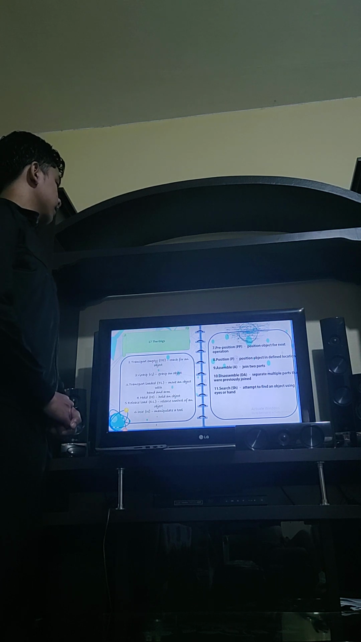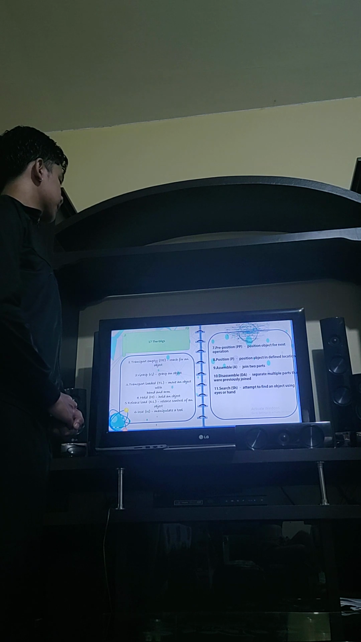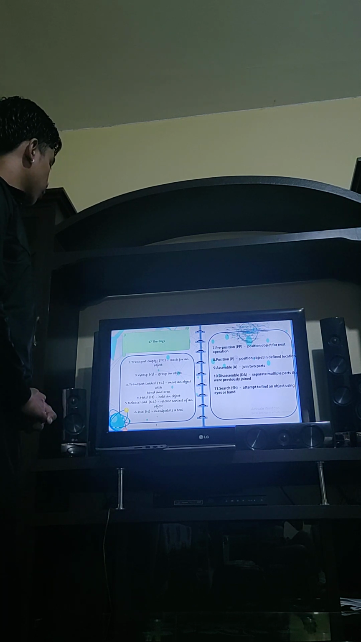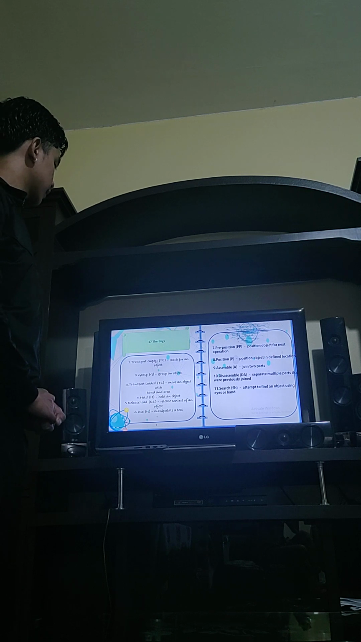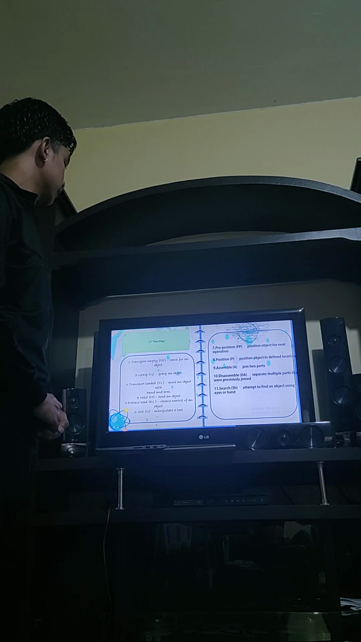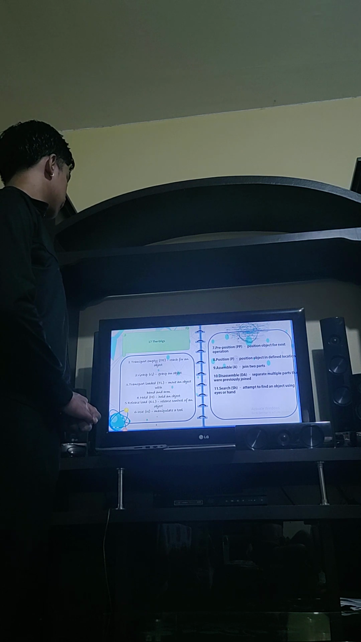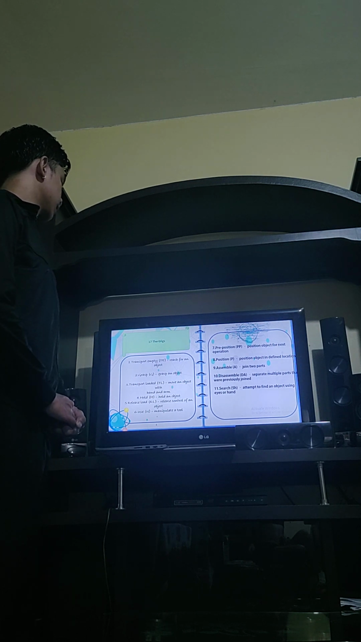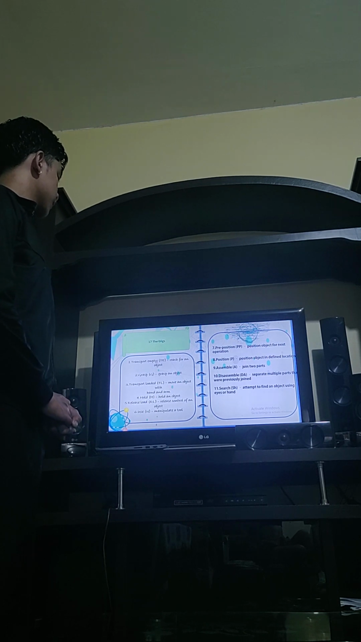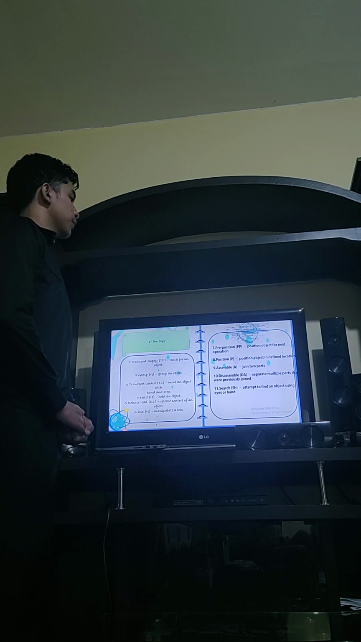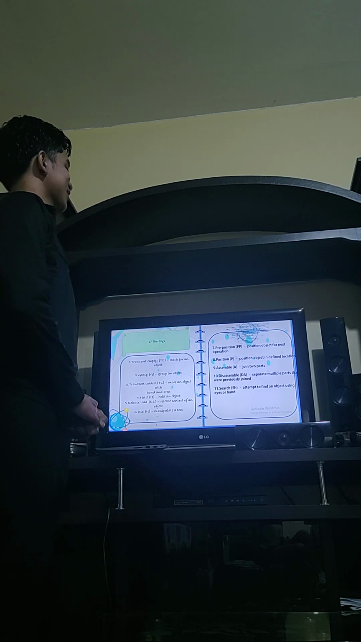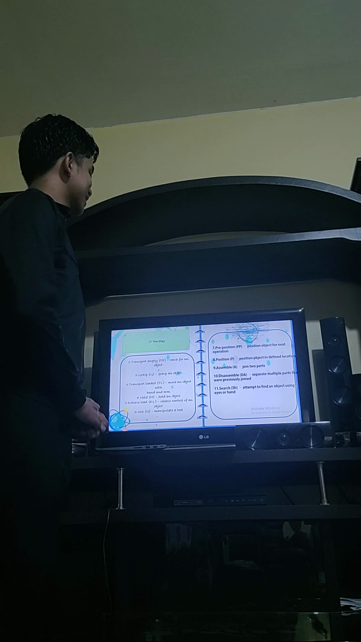Transport empty is to reach for an object. Grasp an object. Transport loaded, move an object with hand and arm. Number 4, hold an object. And number 5, release load, release control of an object. 6, use, which is to manipulate a tool. And number 7, preposition, position an object for the next operation.